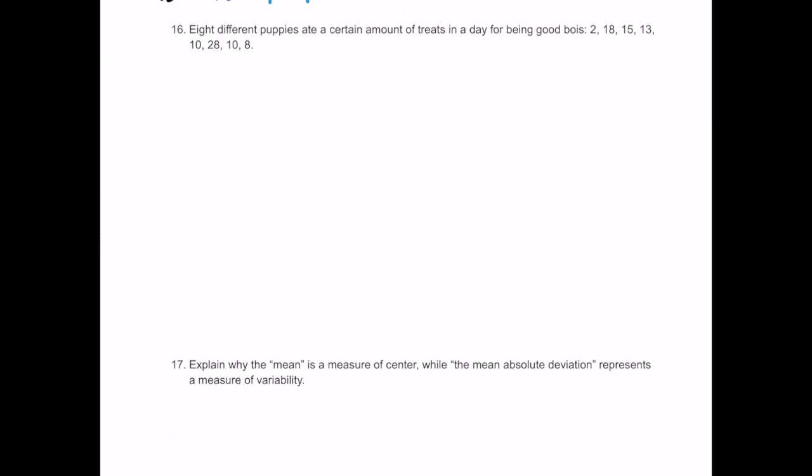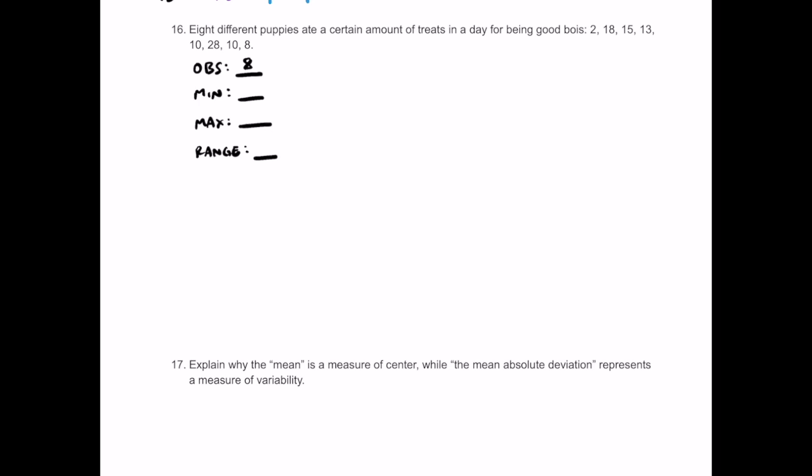Looks like we have one more in this section where we have to figure out these 8 bits of information. So 8 different puppies ate a certain amount of treats in a day for being good boys. We have 2, 18, 15, 13, 10, 28, 10, and 8. Okay, so let's go ahead and write this down. We have 8 different puppies, so our observations is going to be 8. And let's do the min and the max, and we can do the range right after.